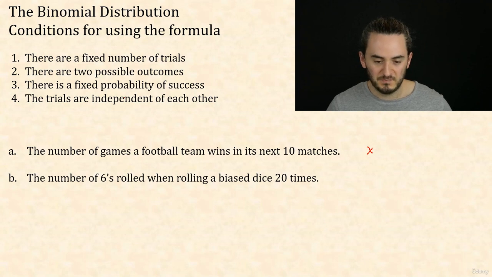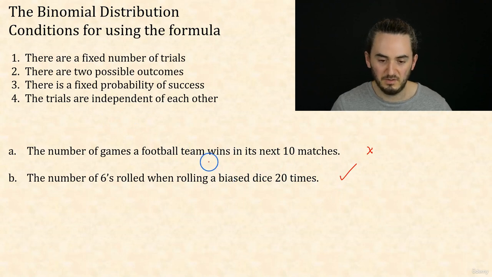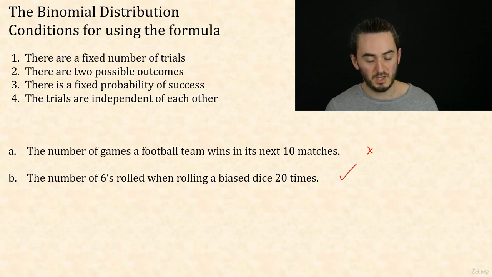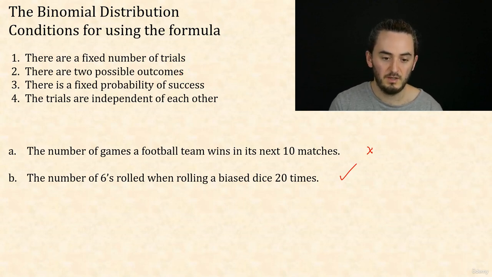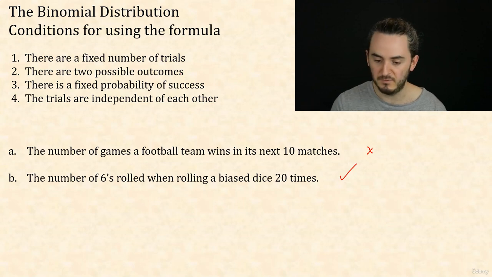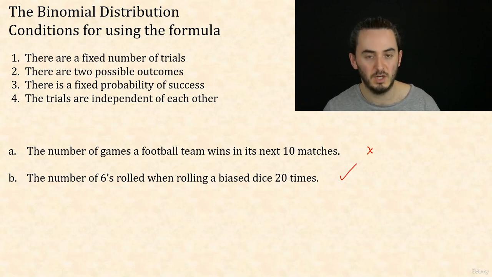What do you think? So actually I think this one's fine because the bias doesn't matter, okay? There are a fixed number of trials, 20. There are only 2 outcomes in the sense you either roll a 6 or you don't. There is a fixed probability of success. Even if it's biased, it's still going to be the same probability each time. And the trials are independent because dice rolls don't. If I get a 6 on this roll, it doesn't make me more likely to get one on the next.